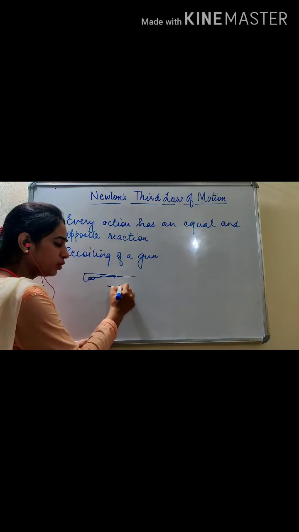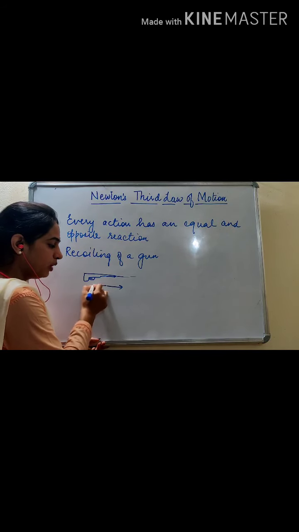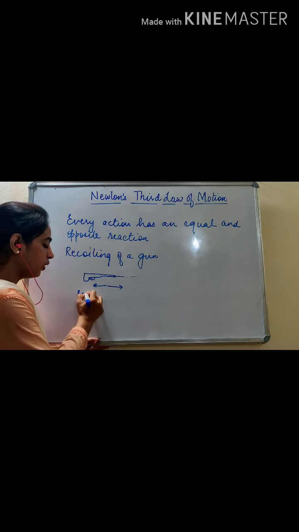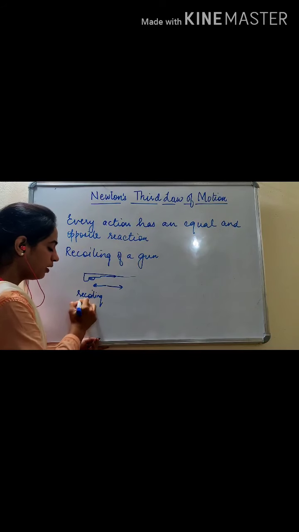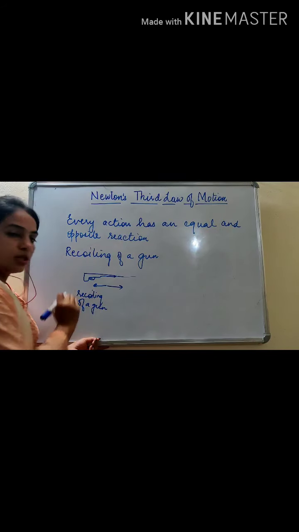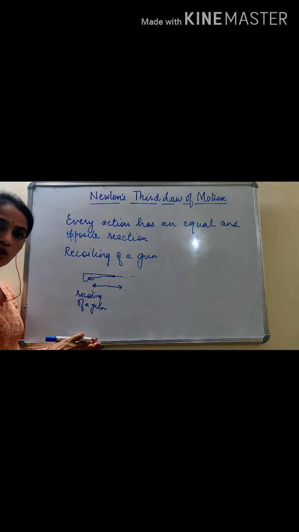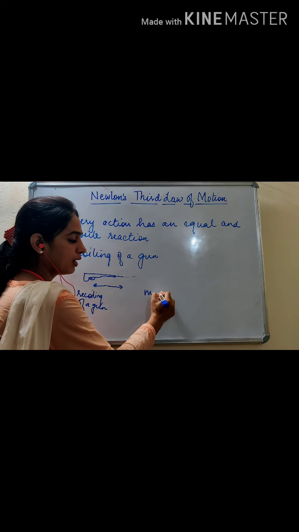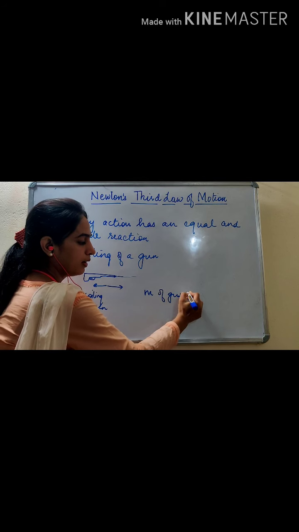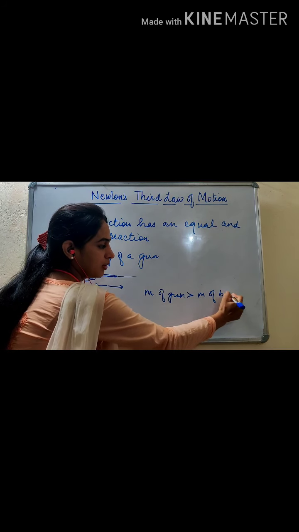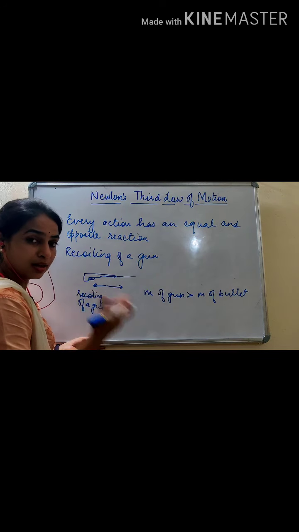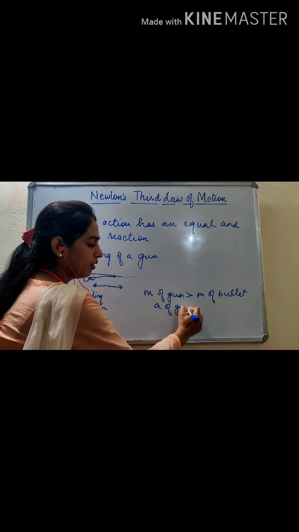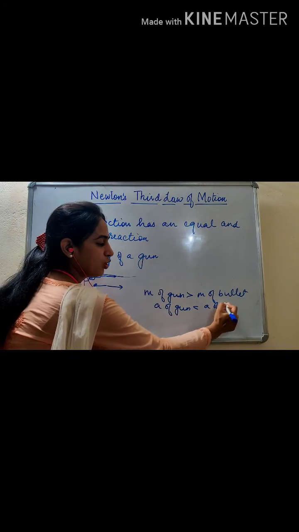So, when the bullet goes forward with a force, equal and opposite force is given back to the gun. That is known as recoiling of a gun. Okay, what is this called? Recoiling of a gun. So now let's compare the masses of the gun and the bullet. Whose mass is more? Mass of gun is more than mass of bullet, right? So we know there's an inverse relation between them. Therefore, acceleration of gun will be less than acceleration of bullet.